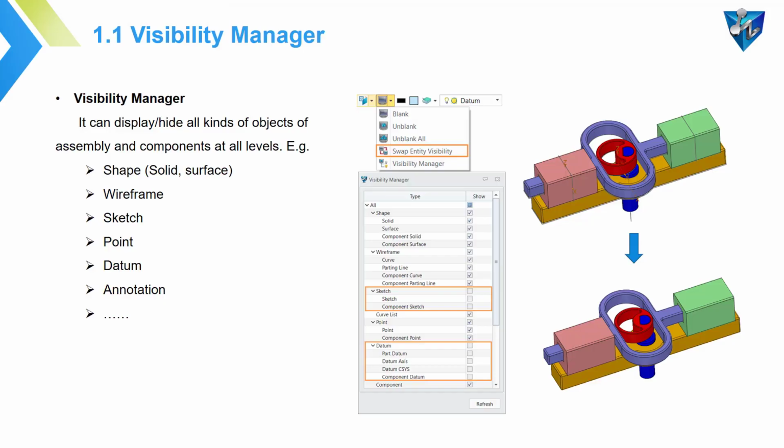First, I'd like to introduce you to the Visibility Manager. Use it, you can display and hide all kinds of objects of assembly and components at all levels. For example, shape, wireframe, sketch, point, datum, annotation, and etc.